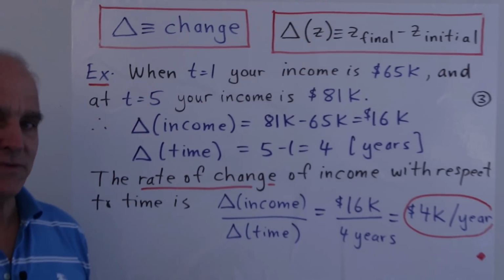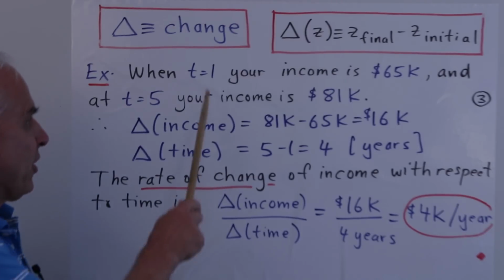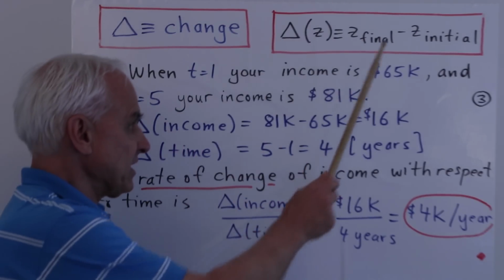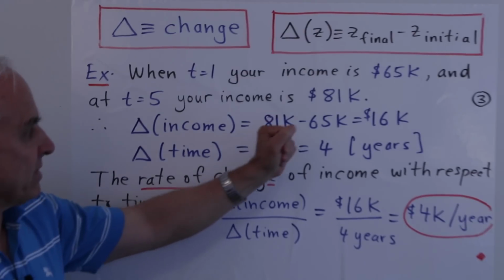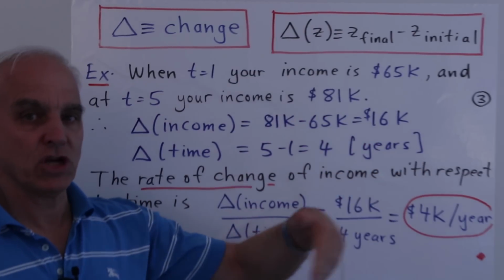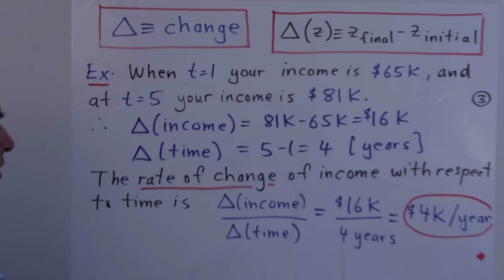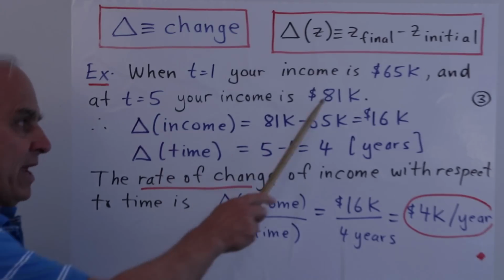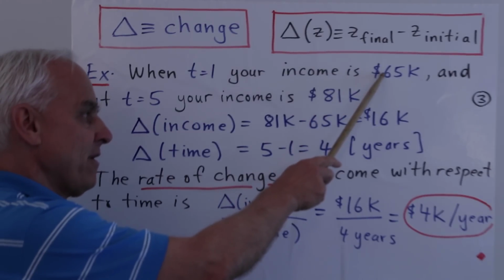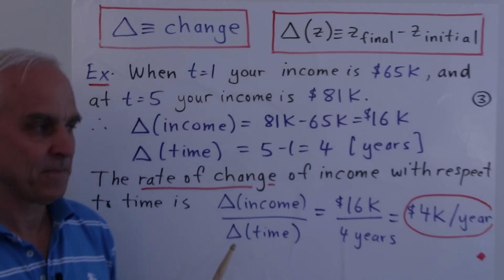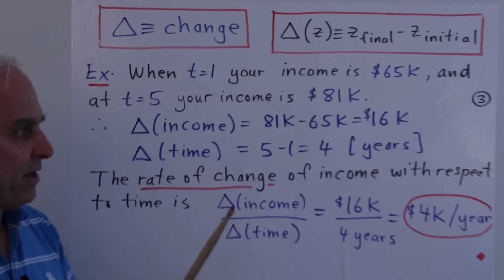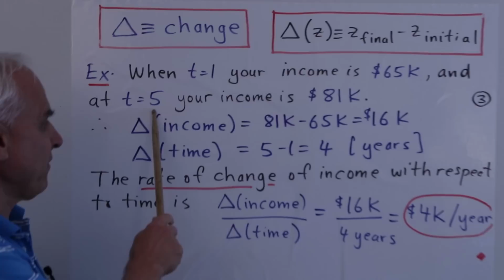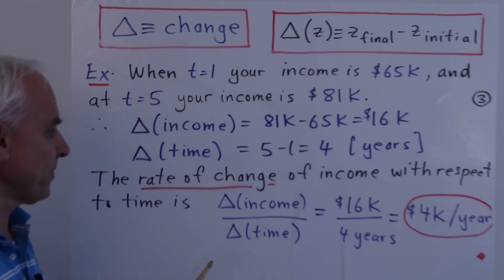So for example, suppose you've just got a job a year ago, and on your first anniversary, your income is 65K. And then when you get to the 5-year period, your income is 81K. So it's changed. Okay, so the change in income would be the 81 minus the 65, which is 16K. The change in time, accordingly, would be the difference between 5 and 1, which is 4.